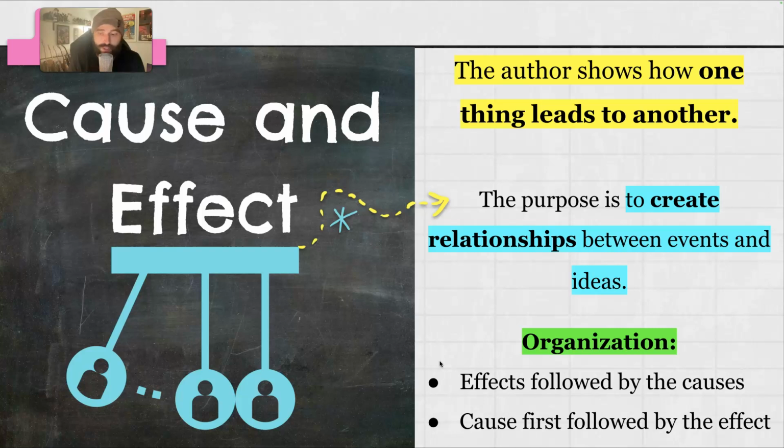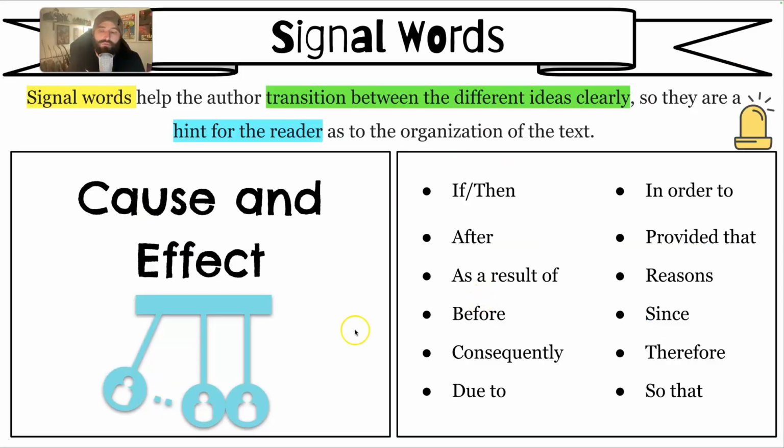You were messing around, playing around, bumped into the table, and it fell. The result of the table falling, the effect of the table falling, it cracked. All right, that might be an easier way to look at cause and effect. Now, here are some of the signal words. Consequently is a really big one. Due to is a really big one.